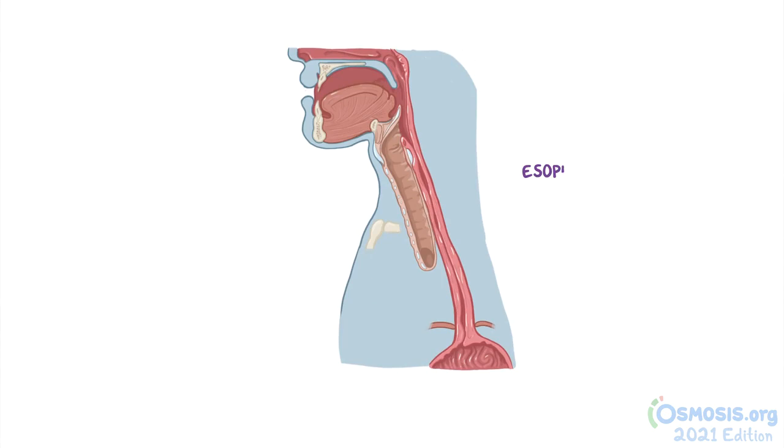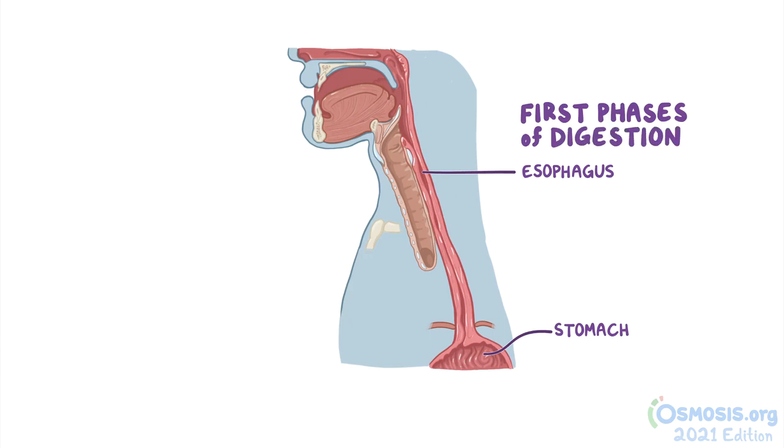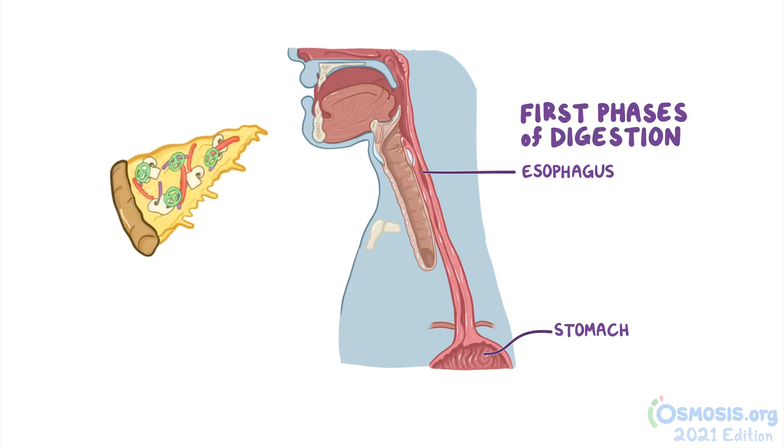Osmosis knows that anatomy can be overwhelming, but hopefully this video on the esophagus and stomach can make it a bit easier. So let's begin digesting this content together. The esophagus and the stomach are part of the upper digestive tract and are involved in the first phases of digestion. We are going to use the pizza we ate for dinner last night as an example to help us explore the pathway of the esophagus and stomach.